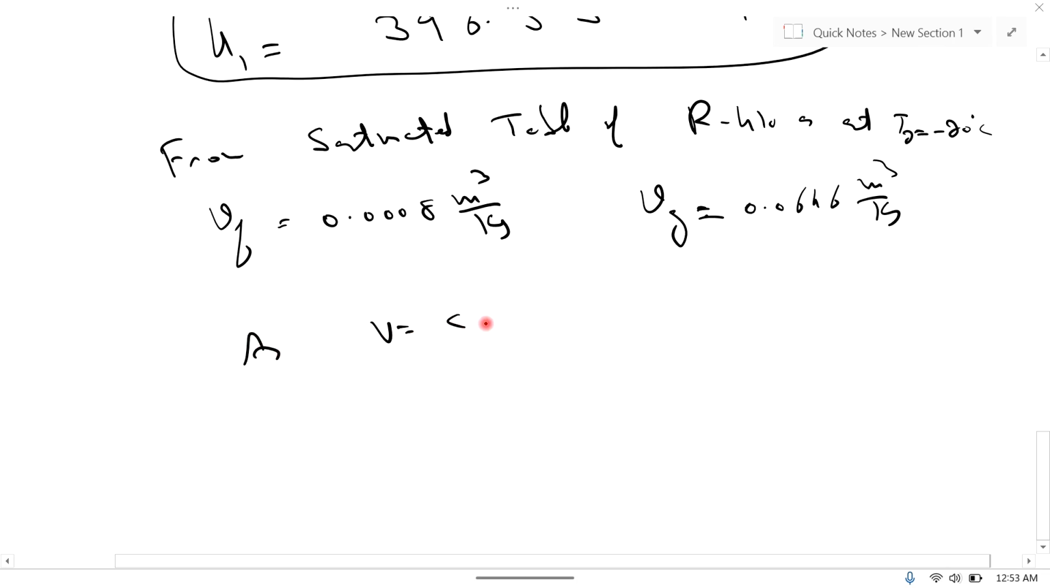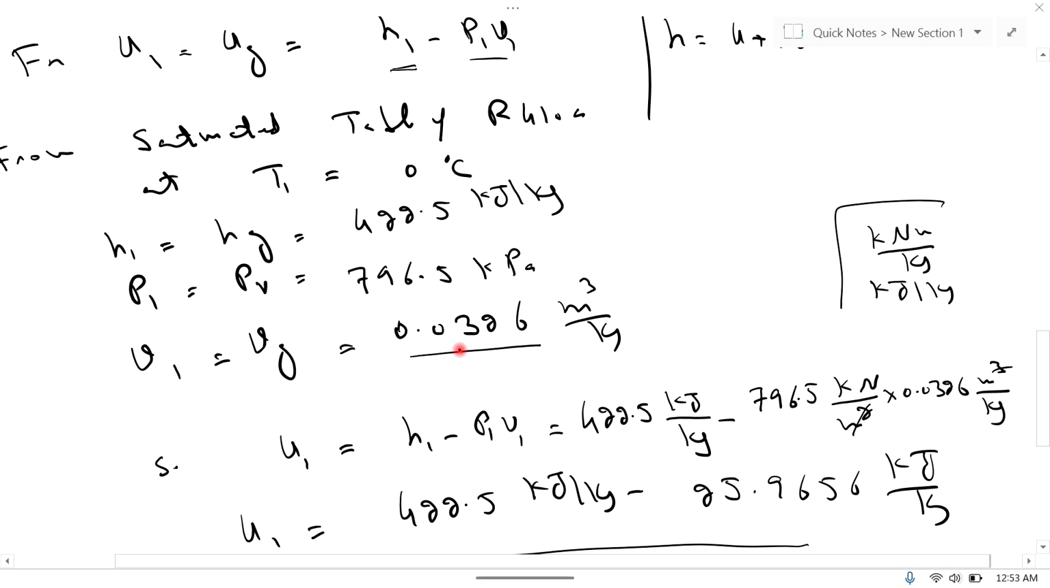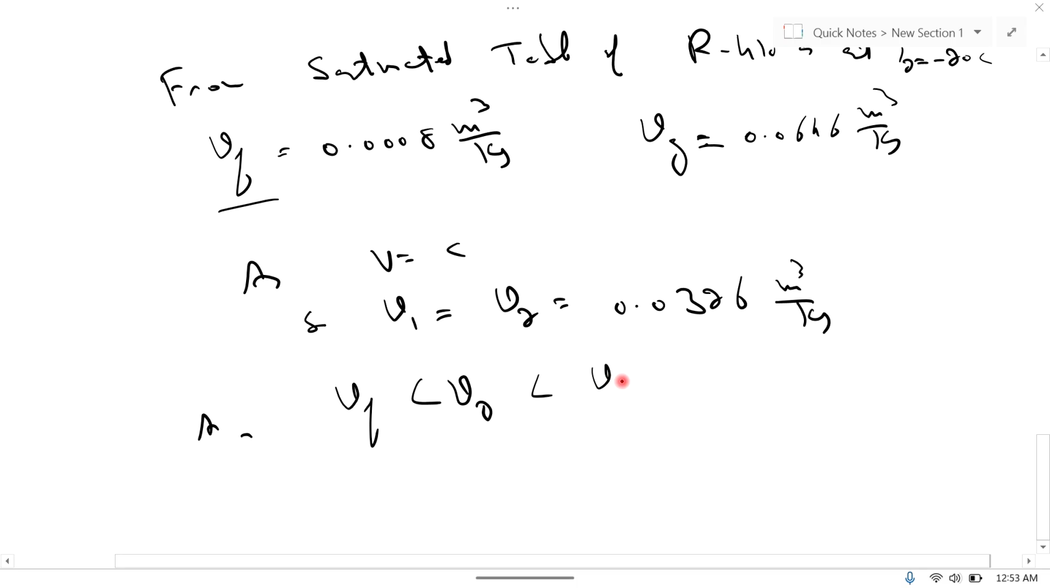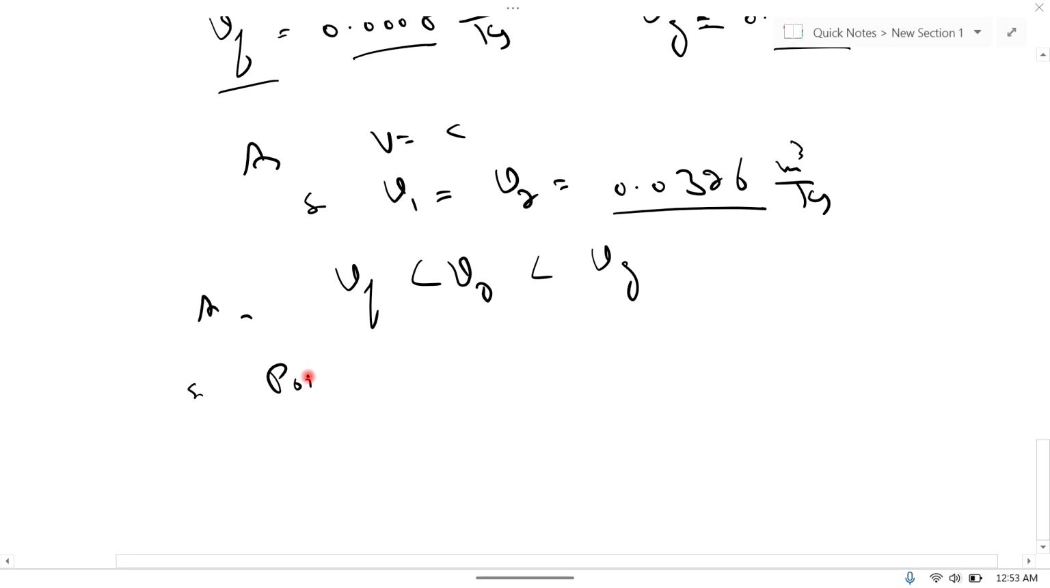And volume is constant. As volume is constant, V1 is equal to V2, which is 0.0326 meter cube per kg. So as V2 is greater than Vf and less than Vg, point 2 is in the mixed region. Mixed region is basically the liquid plus vapor region.